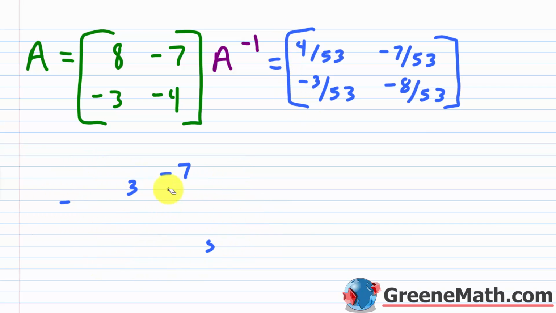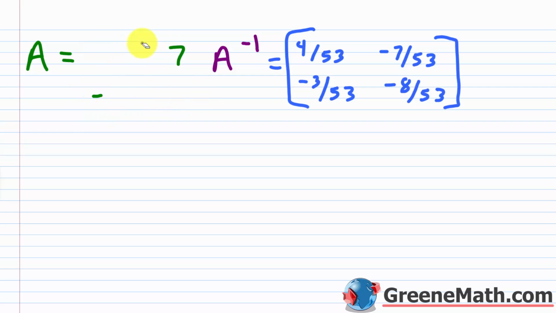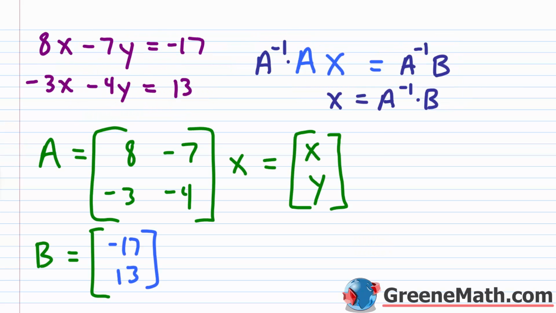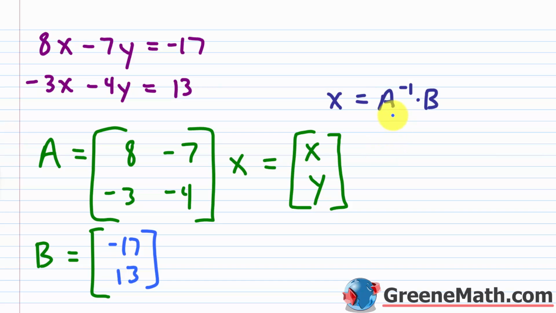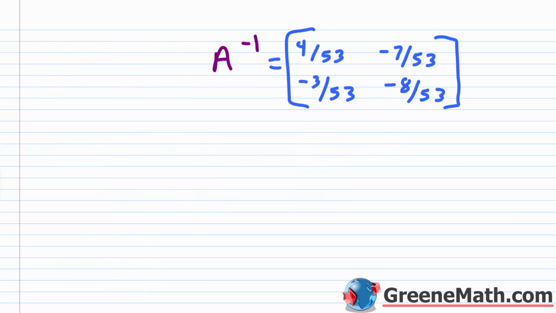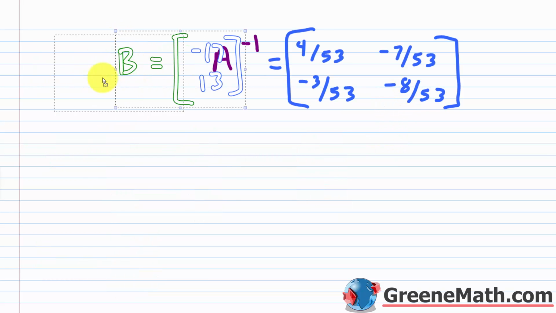Now, what we said, I have to go to the next one. I can erase A, I don't even need it. So what we need to do, let's go back up. We know from this equation, and I can erase all this, that x is equal to A inverse times B. Here's B. Let me grab this real quick. And again, you have to do this in the right order. So A inverse is first, B is second. So let me put this in here.